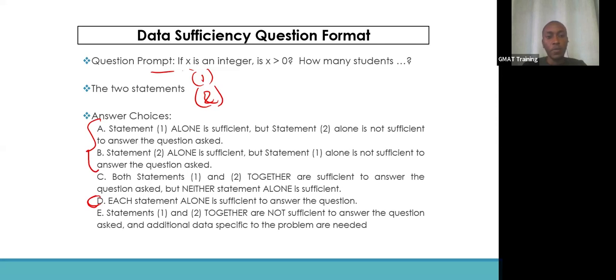In an instance where you find both statements insufficient, you'll have to combine the statements. When you combine them, we evaluate for C and E. C says both statements 1 and 2 together are sufficient to answer the question asked, but neither statement alone is sufficient. So independently, 1 and 2 are not sufficient, but combined together, they are sufficient to answer the question prompt. And lastly, E: statements 1 and 2 together are not sufficient to answer the question asked, and additional data specific to the problem are needed. If combining the statements is still not sufficient, you have to choose E.